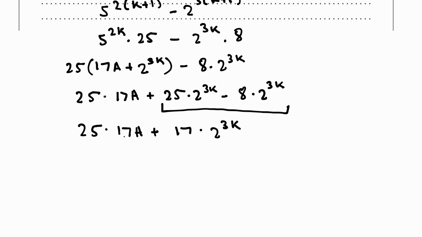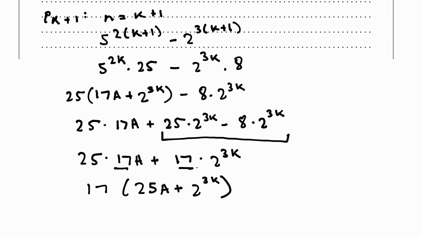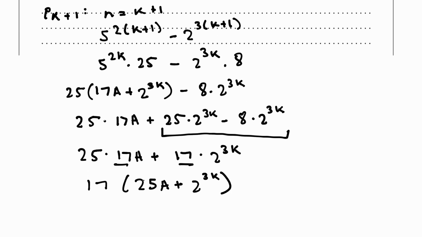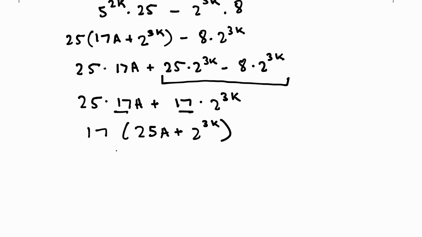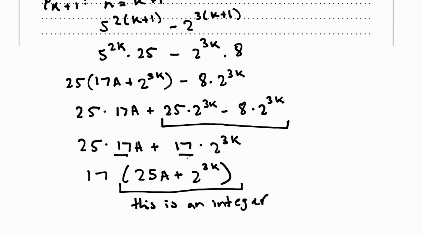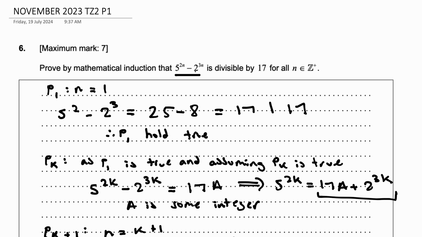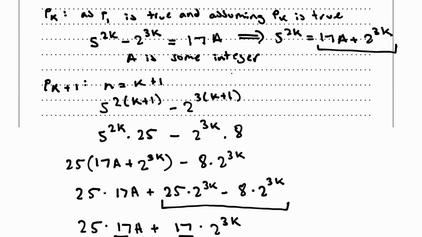Now, what can I do here? Well, I can take 17 common. So I'm left with 17 times 25A plus 2 to the power of 3k, right? And does that not prove that whatever I have on the inside is divisible by 17? So, where this is an integer, hence I've proved that 5 to the power of 2n minus 2 to the power of 3n is divisible by 17.